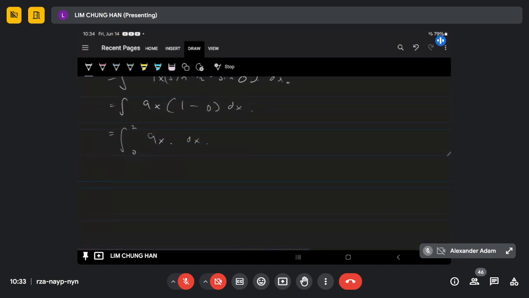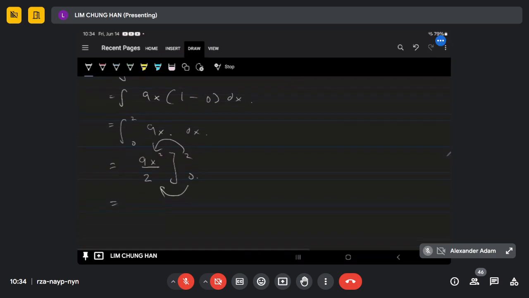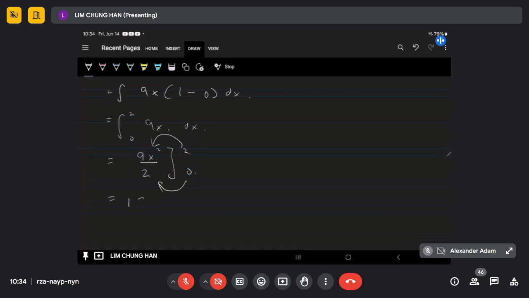So now, can you continue this? This is too easy. Now you just integrate once more against x, then finish. Can you integrate this? Well, let me just finish up for you. 9 times x squared over 2, from 0, substituting the limits in. You should get 18 as the final answer. Okay?